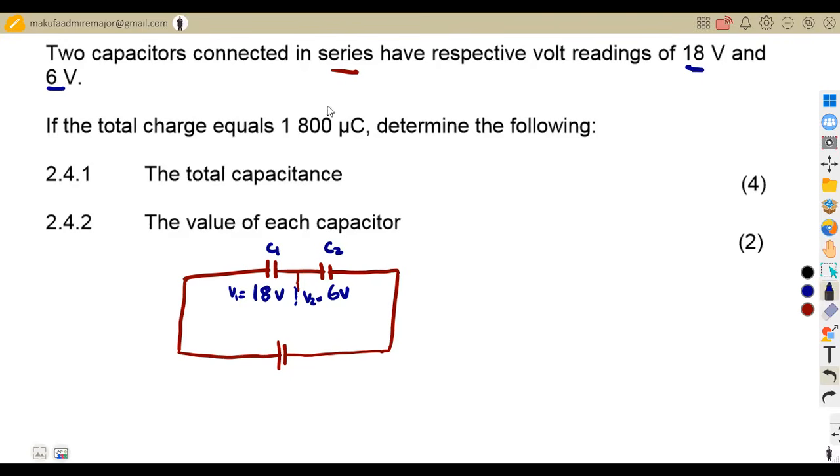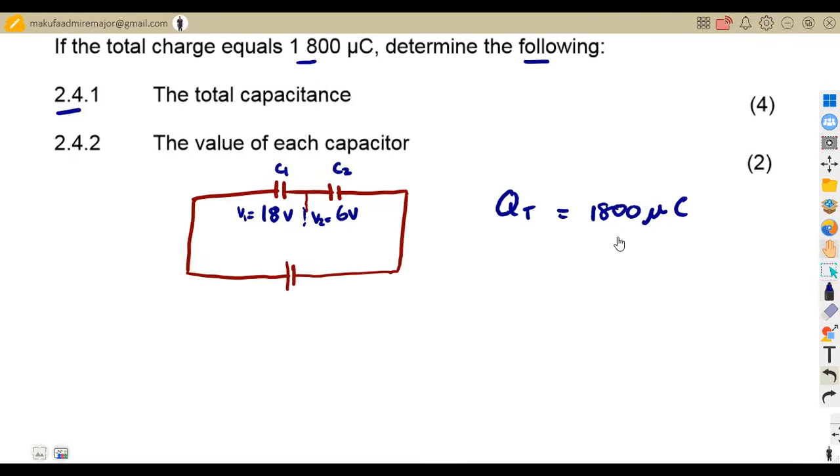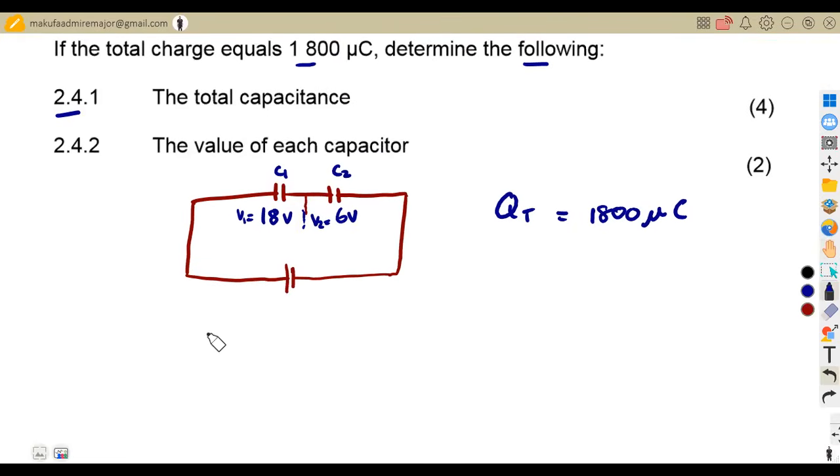Then if the total charge equals, remember I said the total charge is like current, the current flowing. That is how you take the charge. It's just like current. All right, so given the total charge is equal to 1,800 microcoulombs in this case, determine the following: the total capacitance. All right, how are we going to determine the total capacitance from this information?